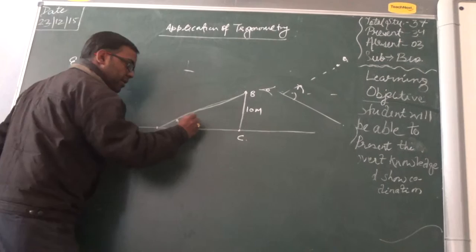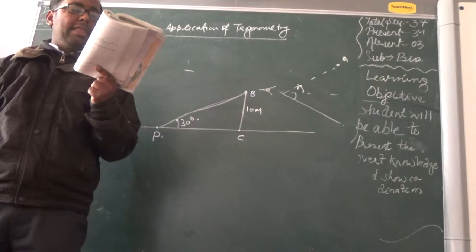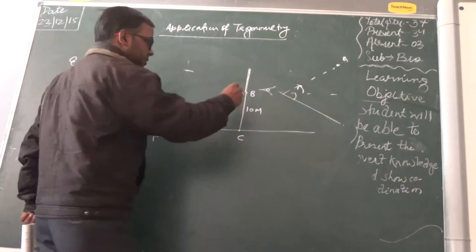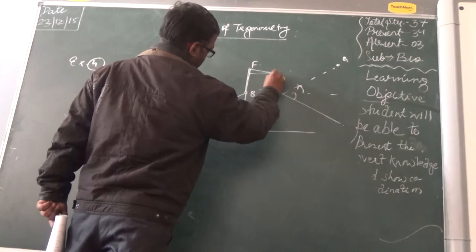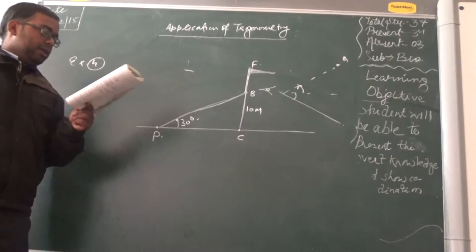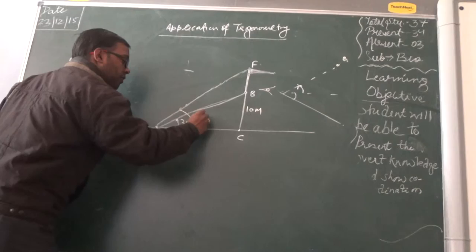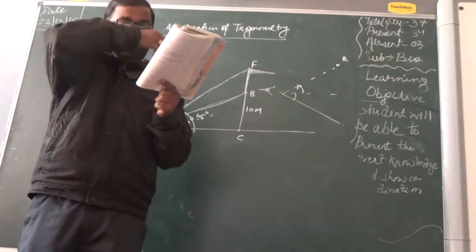Next, a flag is hoisted at the top of the building and the angle of elevation of the top of the flagstaff from point P is 45 degrees. A flag is put up here. I don't know the height of this flag; the top point of the flag is F. Maybe something is written there, Jai Mata Di or whatever. Once again, you want to see this flag, so the angle of elevation of this flag is 45 degrees.